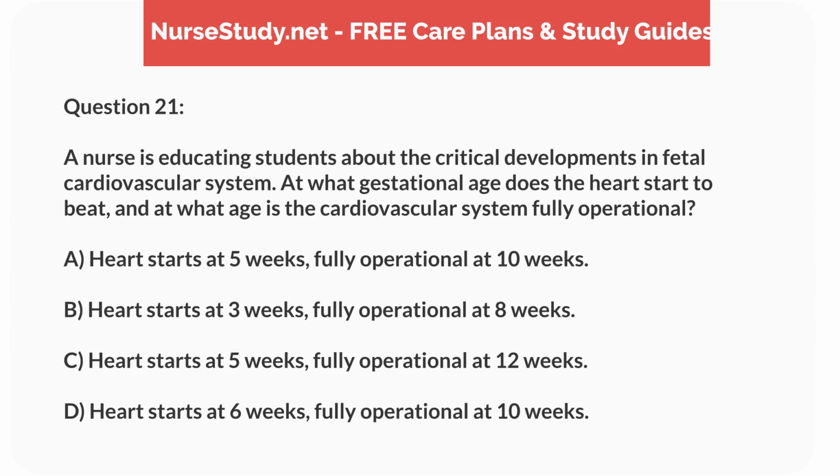Question 21. A nurse is educating students about the critical developments in the fetal cardiovascular system. At what gestational age does the heart start to beat, and at what age is the cardiovascular system fully operational? A. Heart starts at 5 weeks, fully operational at 10 weeks. B. Heart starts at 3 weeks, fully operational at 8 weeks. C. Heart starts at 5 weeks, fully operational at 12 weeks. D. Heart starts at 6 weeks, fully operational at 10 weeks.